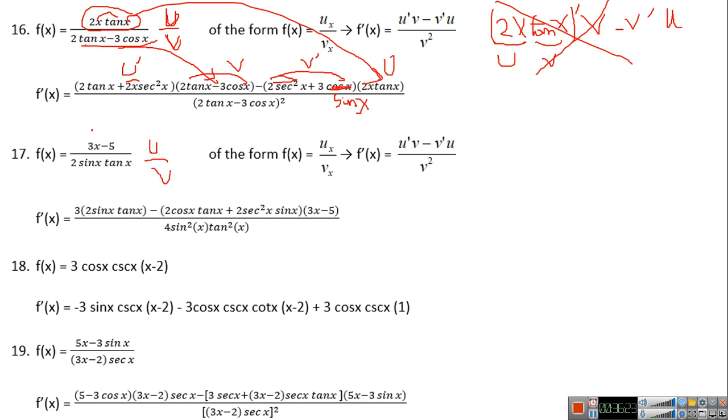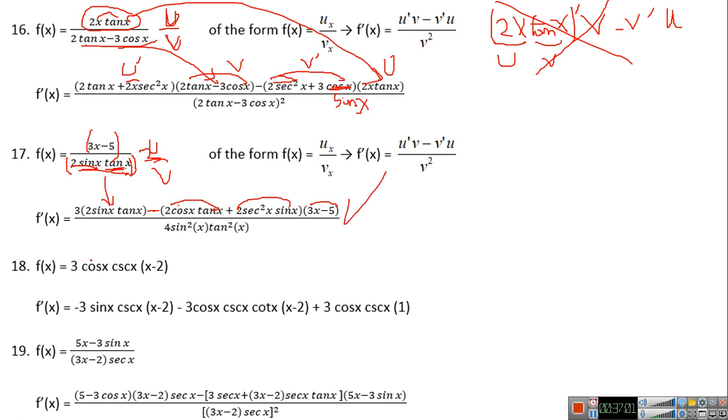Here the same story, of which form is it? It's u over v. Let us do it together. The derivative of the numerator is very easy, 3 times the denominator as it is, minus. Now you want to differentiate the denominator. You ask yourself of which form. It's of the form u times v. So u prime v plus v prime u. The derivative of sine is cosine, so 2 cosine x times tangent x, plus the derivative of tangent is secant square x times 2 sine x, times the numerator, which is 3x minus 5, over denominator square. For the denominator square, you can put it all squared, or because it's a product, 2 square is 4, sine square x, tangent square x, or you can put parentheses all squared.